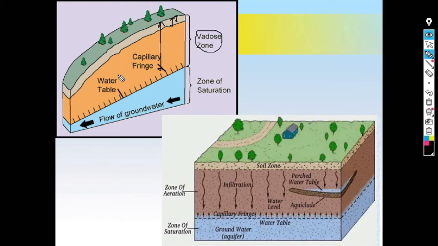The pore spaces in this rock formation do have groundwater, but it is not completely filled with groundwater, it is partially filled with air. That is why this area is also called the zone of aeration, okay. And after a while there is a stage where all the rock pores are completely filled with water, and that is nothing but your zone of saturation. And this line demarcating the upper boundary of the zone of saturation is nothing but your water table level. This is your water table level, okay.